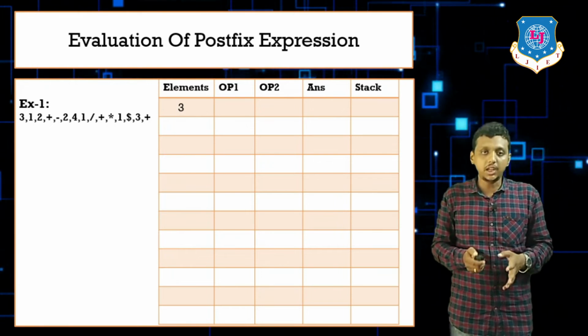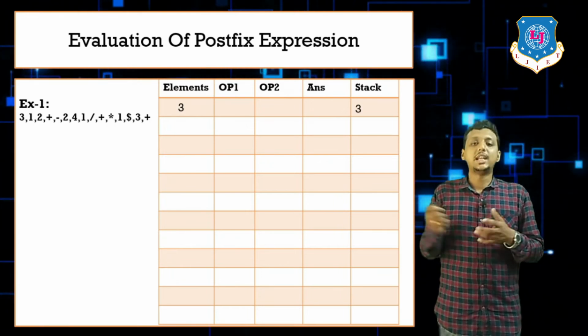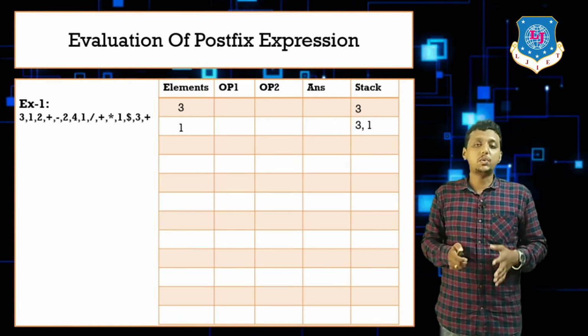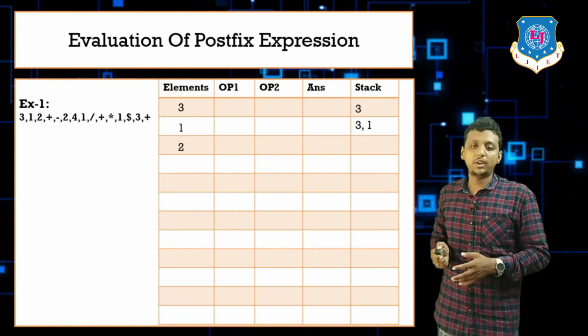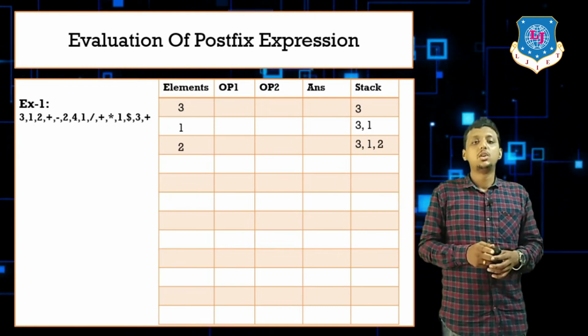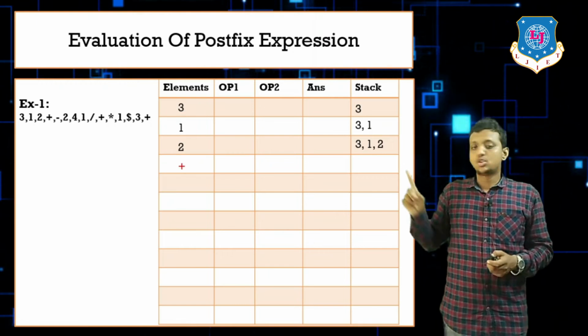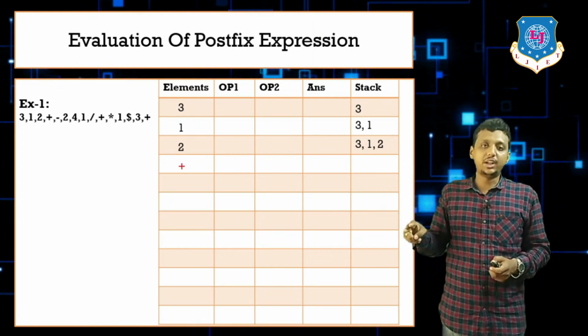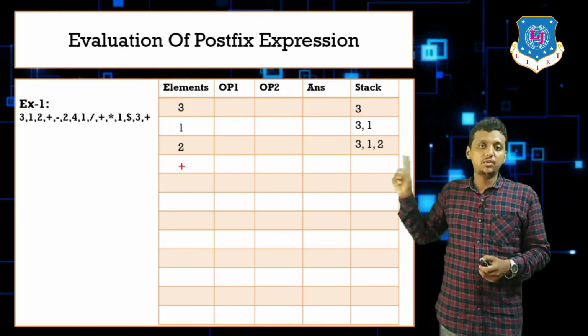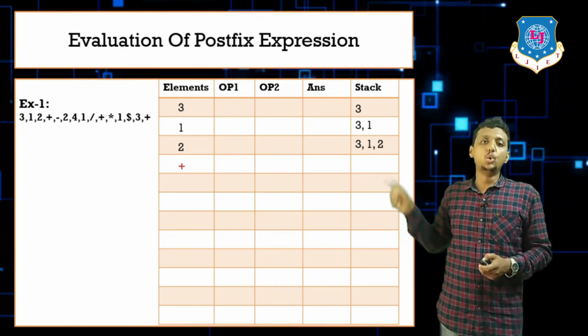First data is 3, push 3. Next one is 1, push 1. Students, next we have 2, so push 2 over there. So the stack becomes 3 1 2. Now what do we get? We get plus. So an operator comes, pop two operands over there. So first we get 1 in OP1, 2 in OP2.